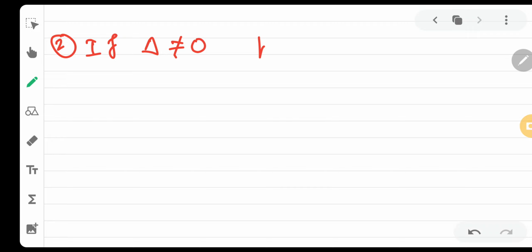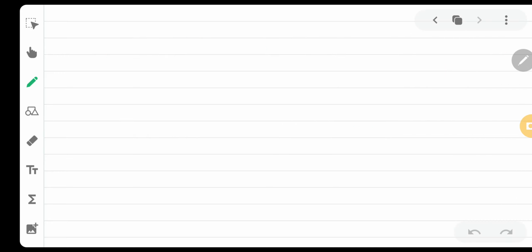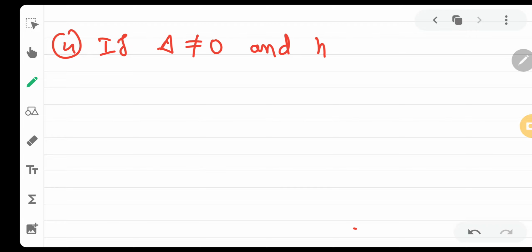So you will calculate h square minus AB. There are 3 possibilities for h square minus AB. First possibility is h square minus AB is greater than 0. Then the third possibility is delta not equal to 0, h square minus AB is equal to 0. And the fourth possibility is quite complicated. So I will write down, if delta not equal to 0 and h square minus AB is less than 0.